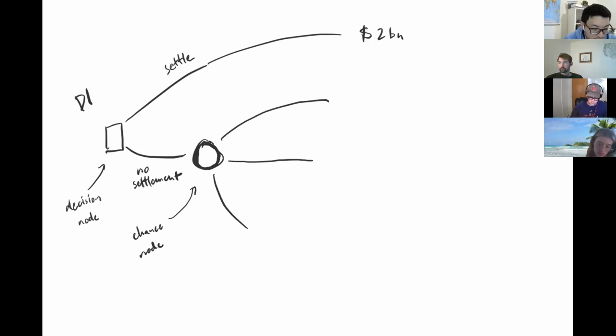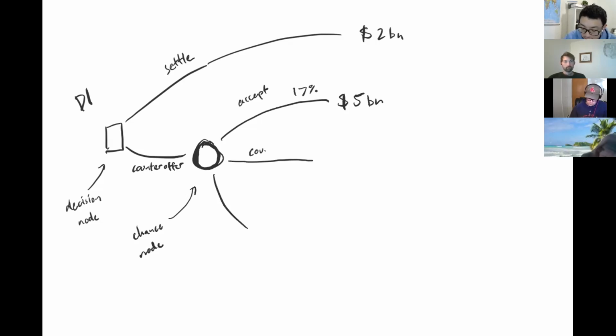The first one is, let's see, Texaco will accept, oh, actually, I'm not going to say no settlement. We're going to call this the counteroffer. Okay, so they're going to accept the counteroffer 17% of the time. And that will gain you $5 billion. Half of the time, it's going to go to court.